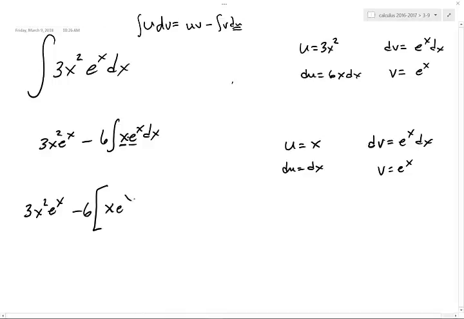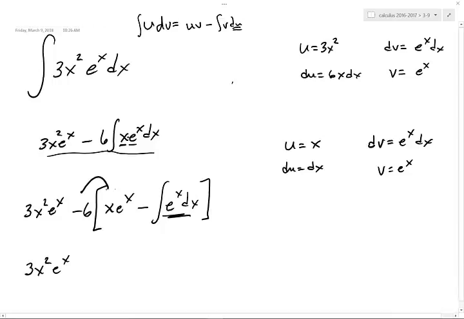x e to the x, minus the integral of e to the x dx. x squared e to the x, obviously. Hey, what is the antiderivative of e to the x? It's e to the x. But watch. So I'm going to take this times this, which is going to be negative 6x e to the x. And this times this is going to become positive 6 e to the x plus c. Yes, sir?